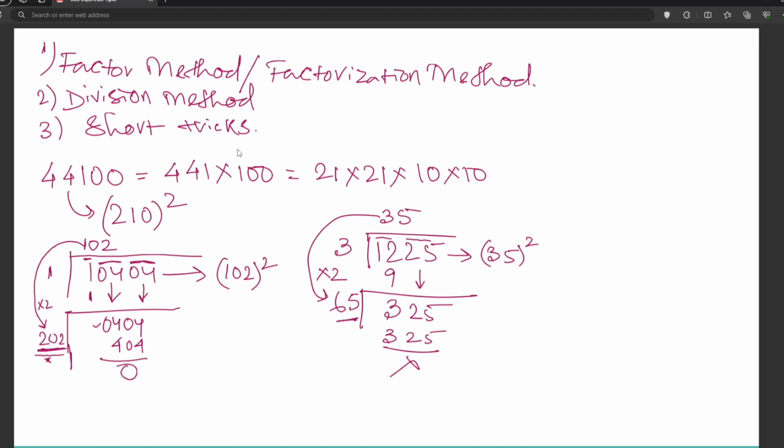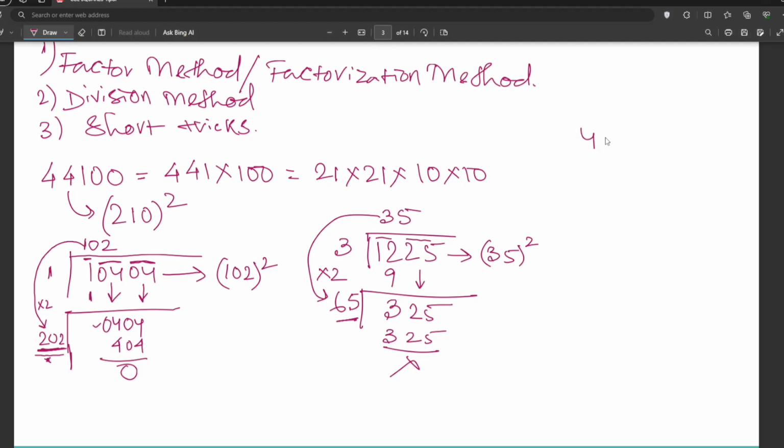This is suitable or fruitful for you if you have a grip on square numbers. That is, if you know the square numbers, if you can determine or calculate the square numbers so fast. Suppose we take a number, 4225.